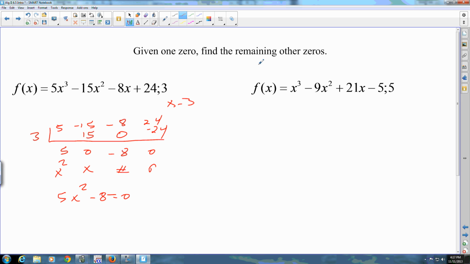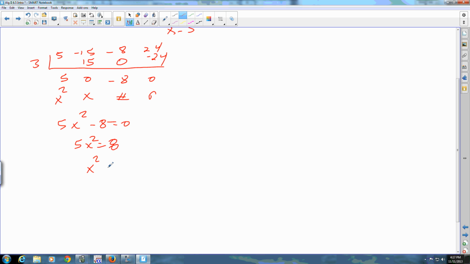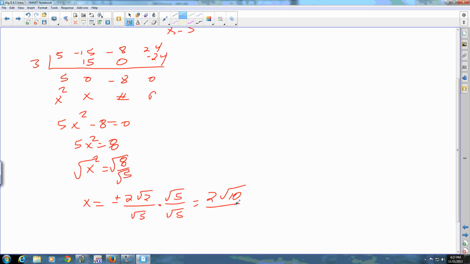It said find the remaining zeros. Because the middle is missing, like I did with you on a problem earlier, I'm going to add the 8. Divide by 5. I'm going to take the square root. I'm going to split the square root right away because I know I need to. Plus or minus the square root of 8. You guys know that's 2 square roots of 2. Square root of 5. I know I need to rationalize it. And so I get 2 square roots of 10 over 5. Oops, plus or minus.